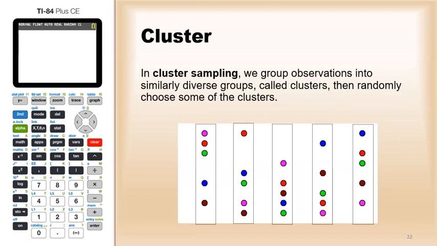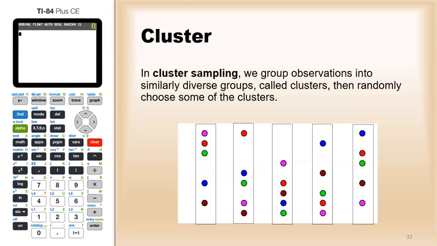Similar to stratified is cluster. In cluster sampling, we group observations into similarly diverse groups called clusters. Then we randomly choose some of the clusters and sample everyone in those groups. So in stratified sampling, we want each group to be as similar as possible. In cluster, we want the groups to be as diverse as possible.